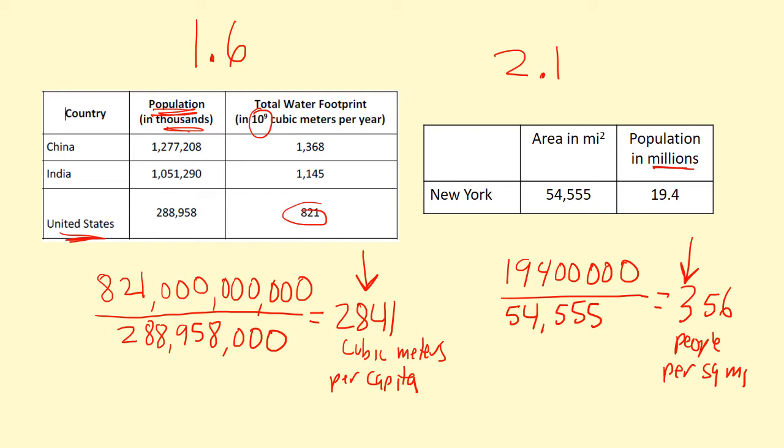Some people probably use more than 2,841 cubic meters of water. Some use less. And some square miles in New York State have thousands of people in them if you go into a city. Some square miles in New York have nobody in them if you go into the middle of the mountains. So these are just averages.